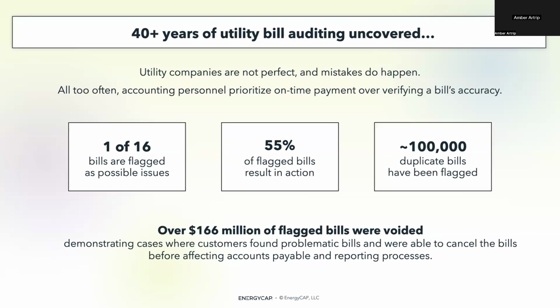So we've helped customers. Over $166 million of flagged bills were voided thanks to EnergyCAP helping our customers identify these issues in their bills. And that means these are specific cases where customers found problematic bills. They were able to work with the utilities to cancel those bills, and they didn't have to pay them, right? So finding dollars within your bill issues and bill errors. So there's lots of things to consider, not only when it comes to emissions, but also, hey, there's some money there that we can save. And maybe we can put that money towards other decarbonization projects.